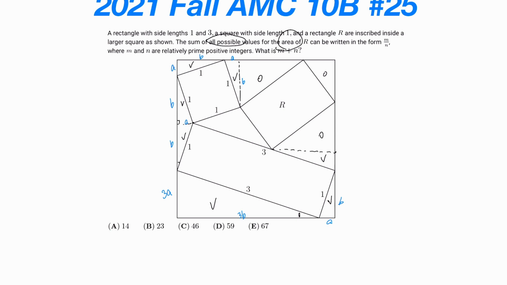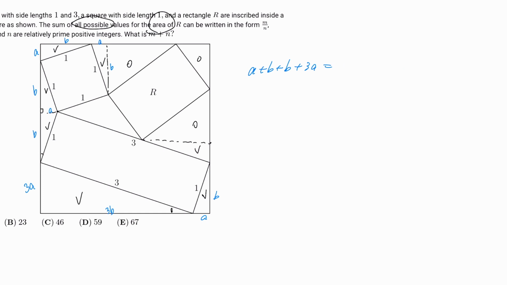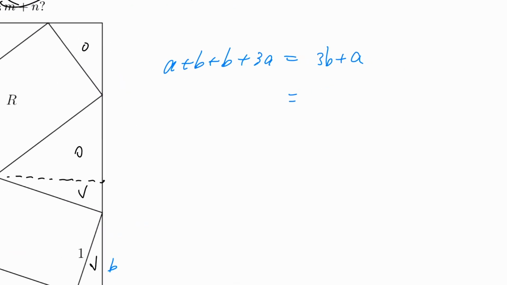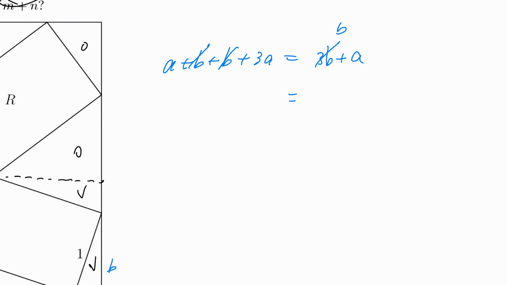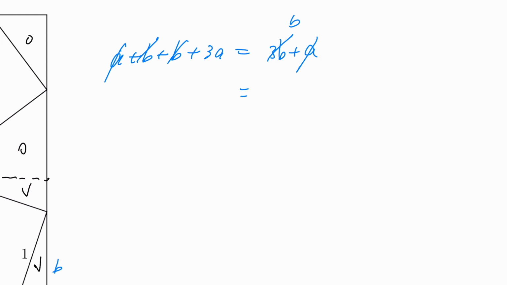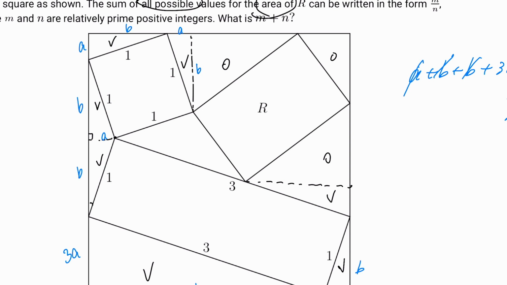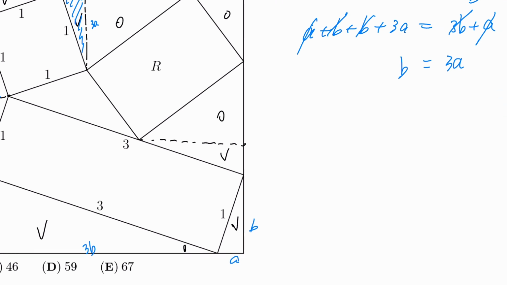Now we're given that the large square is a square, so we can set side length equal to side length. So A plus B plus B plus 3A is equal to 3B plus A. There are two B's here, canceling out, we get a B. And if we cancel out this A and this A, we get B is equal to 3A. Now we can replace some of them, just for convenience, we replace one of them. If this is 3A, then we can use the Pythagorean theorem on this right triangle.